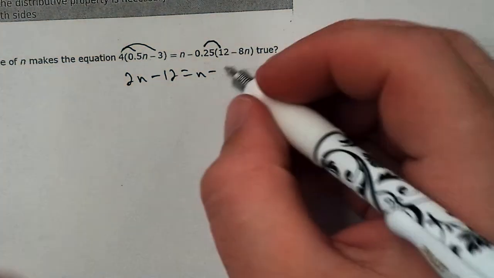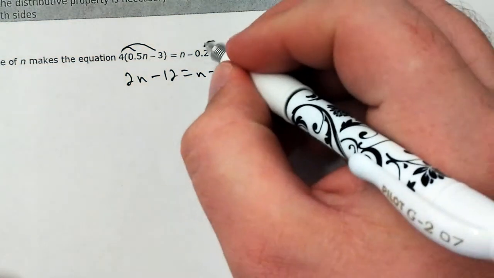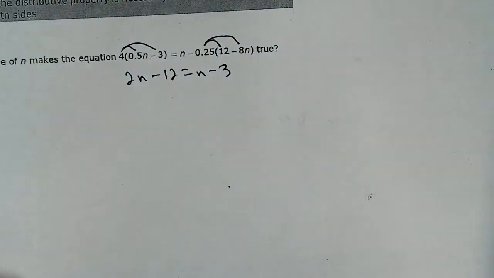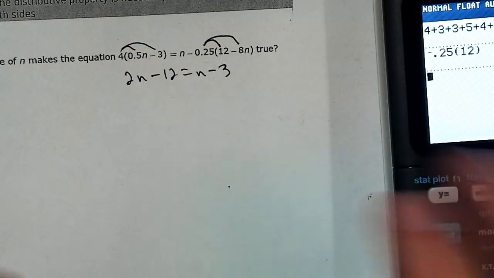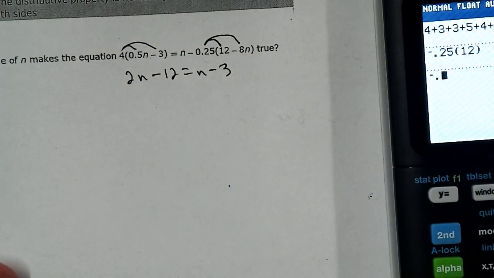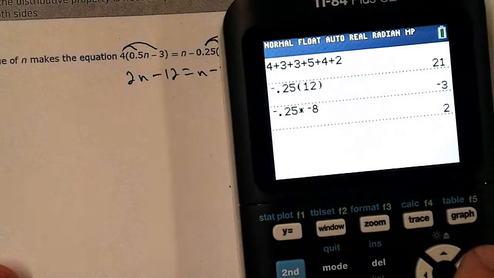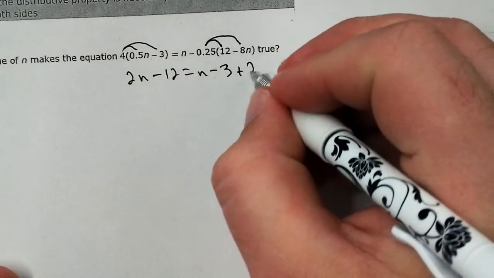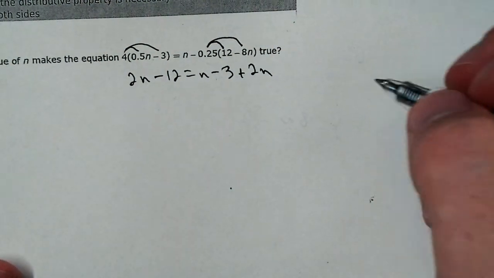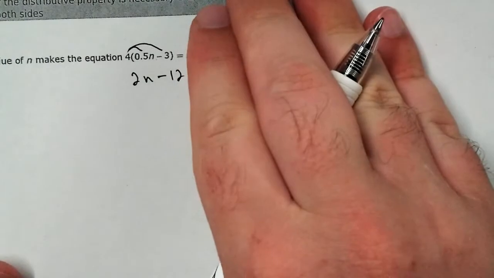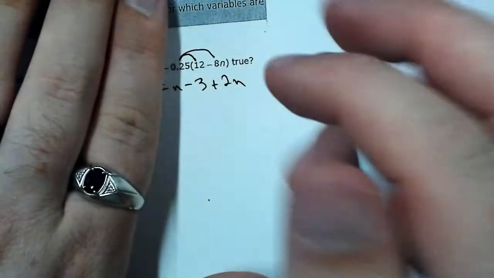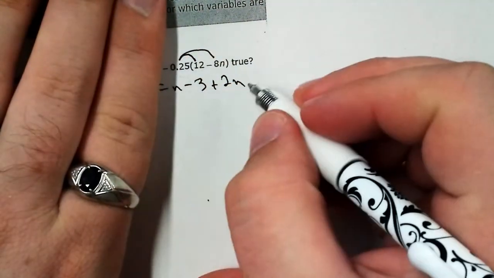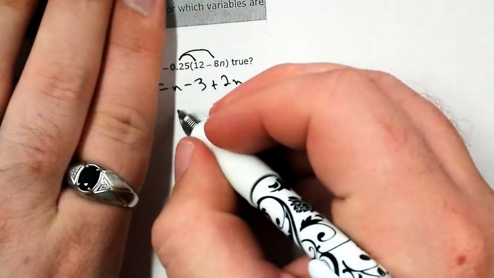So minus 3, and then 0.25 times negative 8n. Now, you have a minus times a negative, so you will go positive this time. And this time we get positive 2, so plus 2n. Now look to see if we have any like terms to combine. On the left side, no. On the right side, though, I can combine 1n plus 2n. That'll be 3n's.